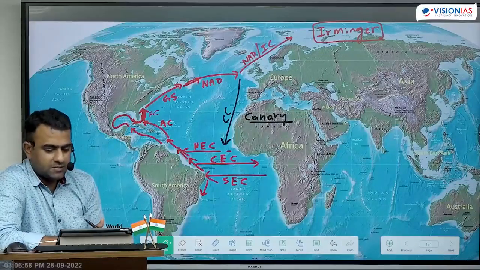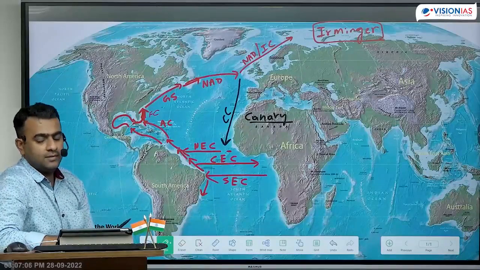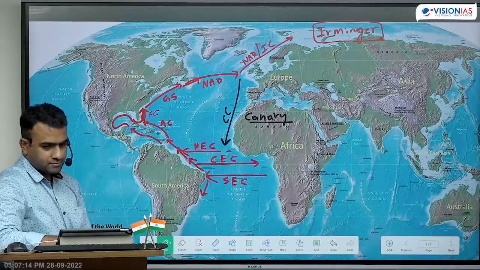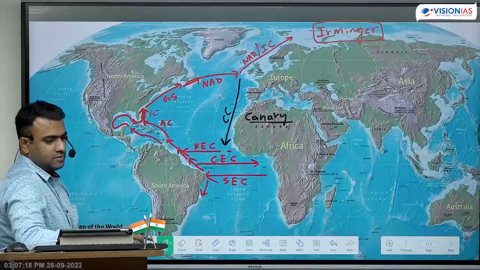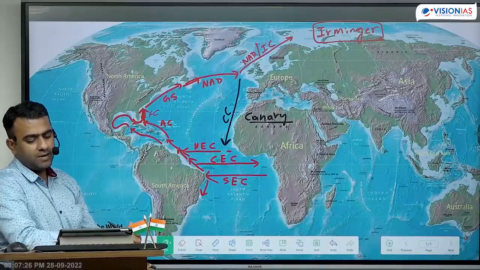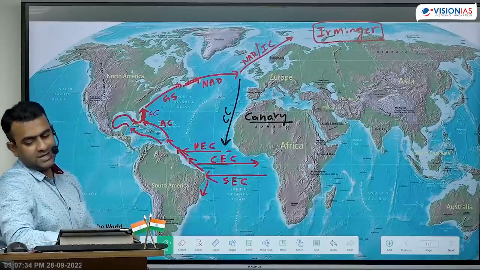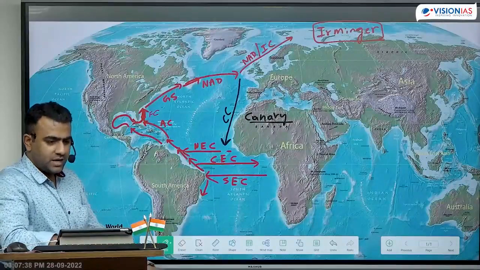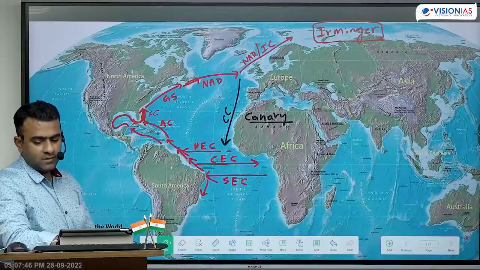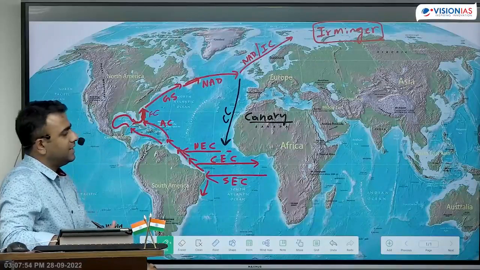Next point. The Gulf Stream beyond the Newfoundland Island turns right under the combined effect of westerlies and Coriolis force, and flows as North Atlantic Drift.